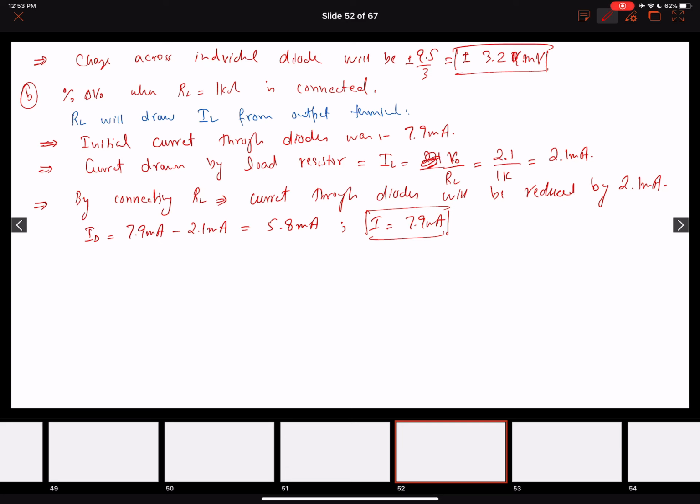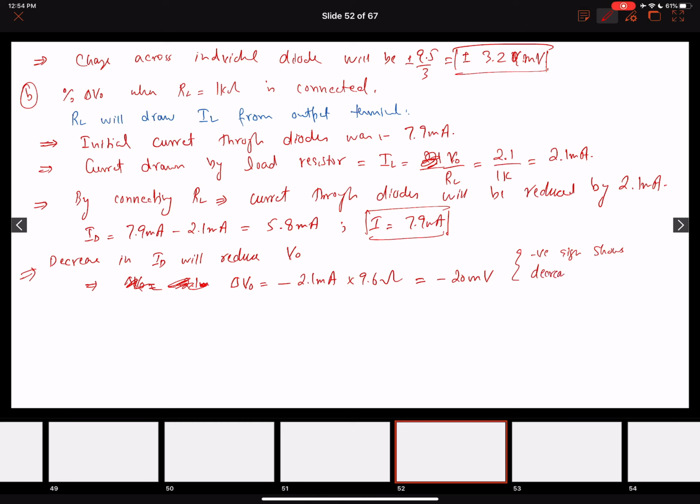Now this decrease in diode current will reduce V naught as well. So the decrease in ID will reduce V naught. The first thing is that there's a decrease in ID, so that will have a corresponding decrease in V naught. So delta V naught is going to be minus 2.1 milliamperes multiplied by the total small signal resistance, which was 9.6 ohms. The total reduction is almost equal to 20 millivolts. The negative sign here shows a decrease in voltage.